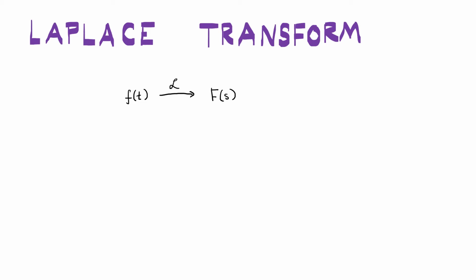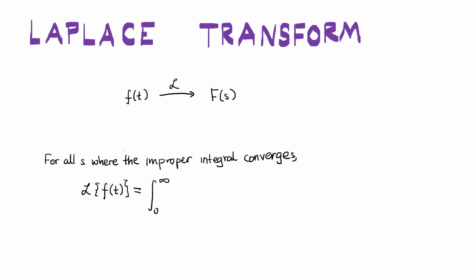So a quick reminder of the Laplace transform. This function is going to take in functions of t and spit out functions of some new variable s. And the way we're going to do this is by using an improper integral. So for all s where the improper integral converges, the Laplace transform of the function f of t is going to be the improper integral from 0 to infinity of e to the negative st times this function f of t dt.